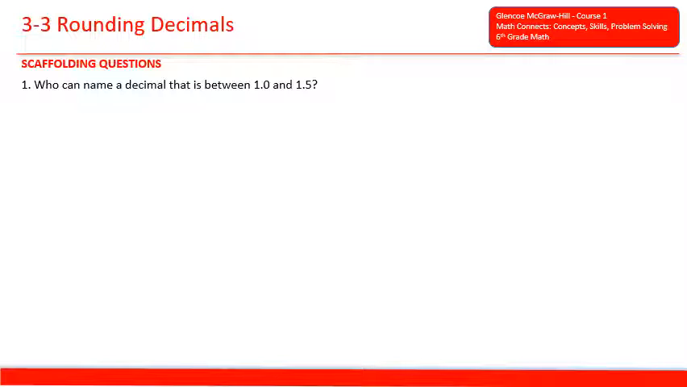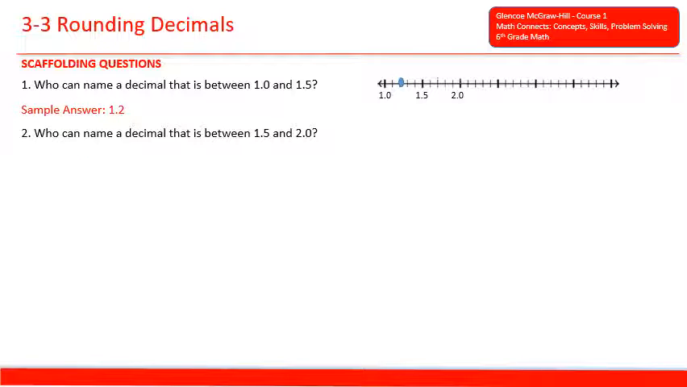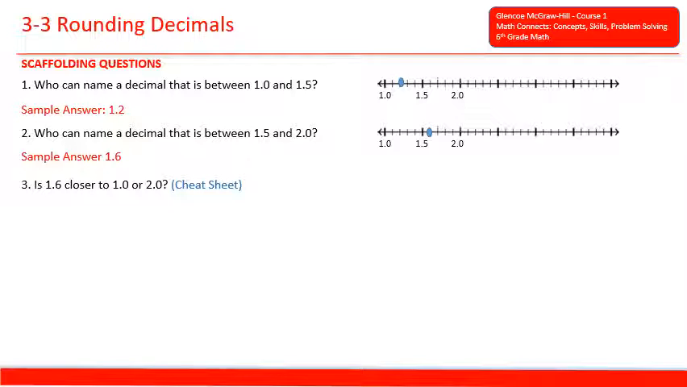Scaffolding questions. Who can name a decimal that is between 1.0 and 1.5? So sample answer is 1.2. Who can name a decimal that is between 1.5 and 2.0? Sample answer, 1.6. Is 1.6 closer to 1.0 or 2.0? The distance between 1.6 and 2.0 is less than the distance between 1.6 and 1.0.